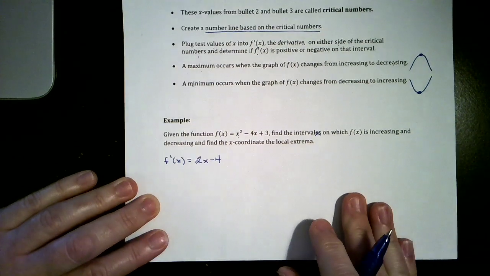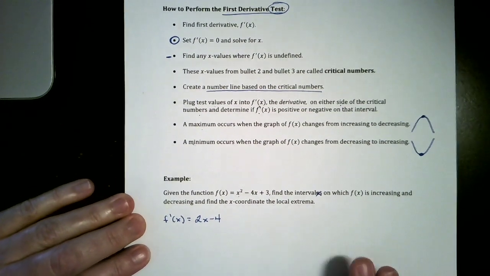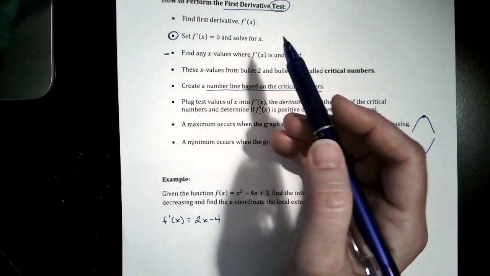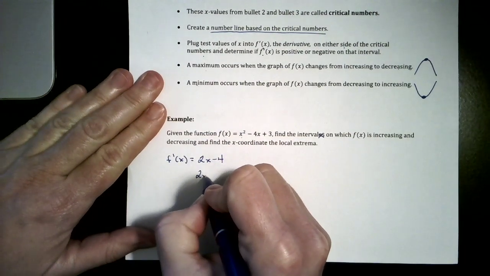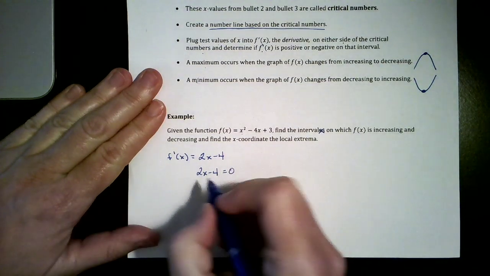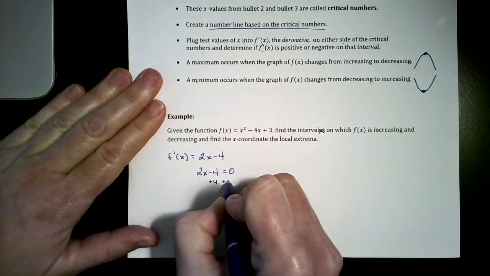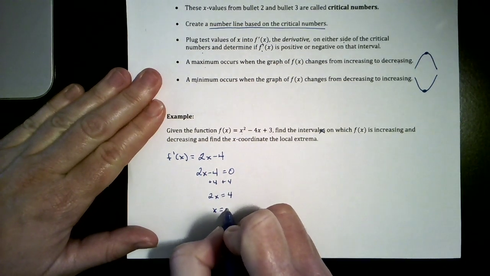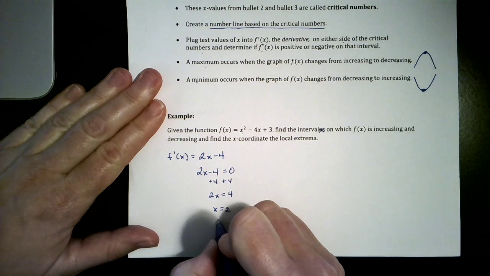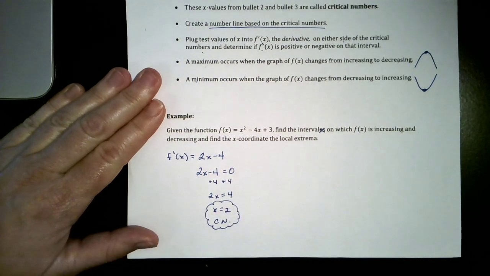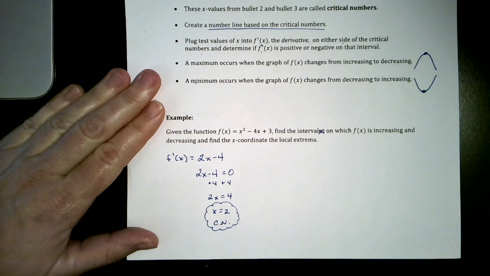Fairly painless. The second thing we're going to do is set the derivative equal to 0 and solve for x. So I'm going to take that derivative, 2x minus 4, and set it equal to 0. I'll add 4 to both sides. 2x is equal to 4, and dividing by 2 gives me x equals 2. This is a critical number. I like to abbreviate it as CN. There is no place where this derivative is undefined, so we don't have to worry about that.